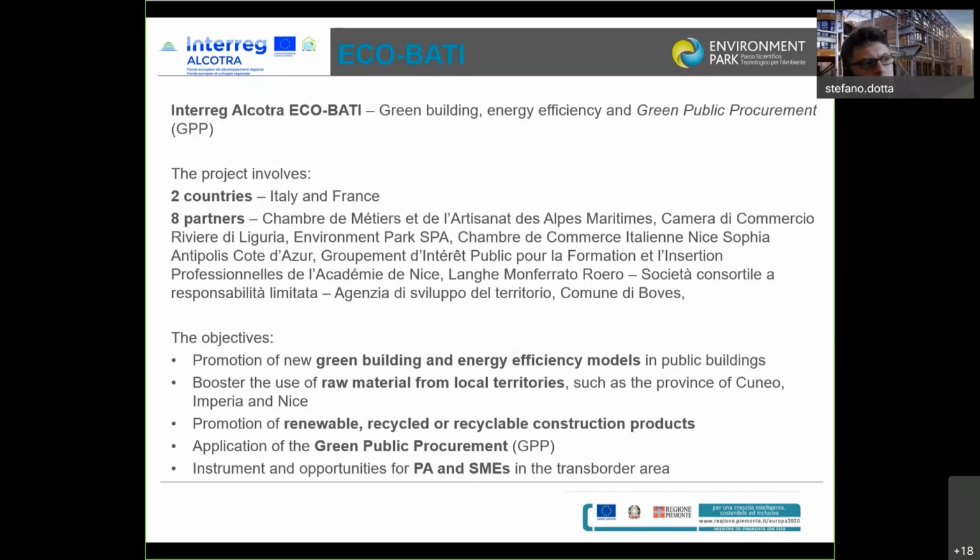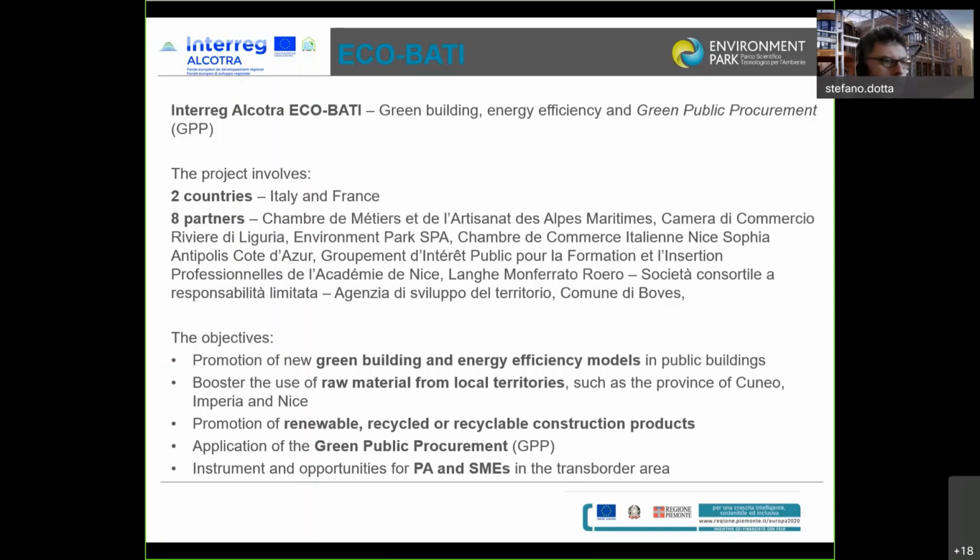So the main objective of this project was to increase the number of local products with certification of their sustainability, and also to increase the number of green public procurements carried out by public authorities in the field of construction works. So the project aimed to support public authorities in order to implement this innovative public procurement, and on the other hand to support the companies that produce this kind of product in order to certify their products.